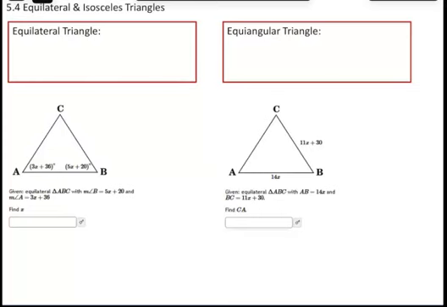Okay, so first, an equilateral triangle is defined in two ways. First, it has all three congruent sides. And it can also be identified that that exact same triangle that has all three equal sides also has all three equal angles.